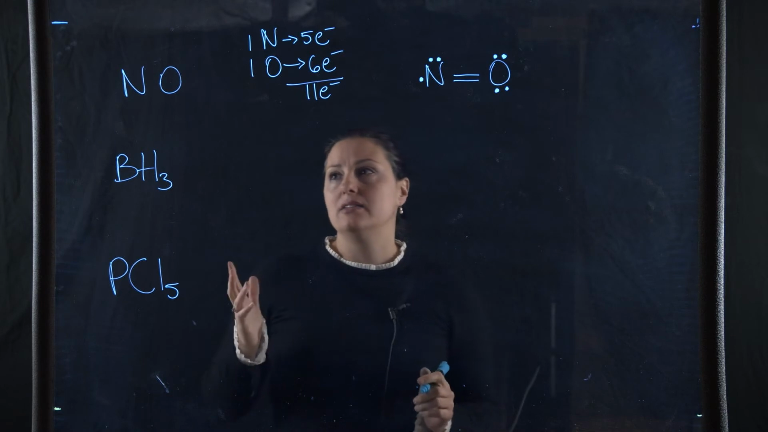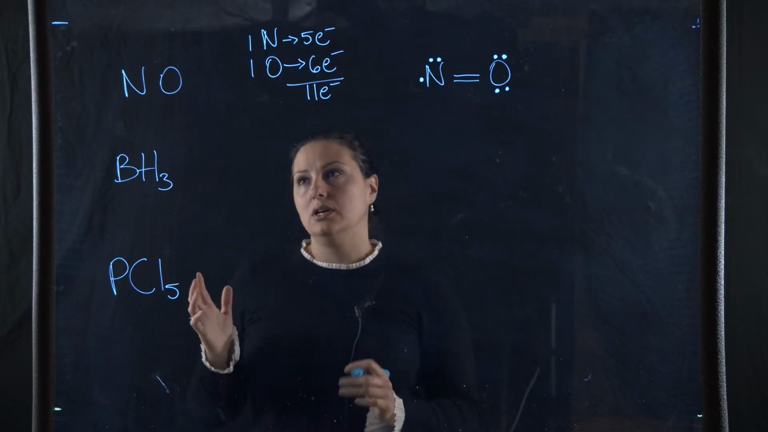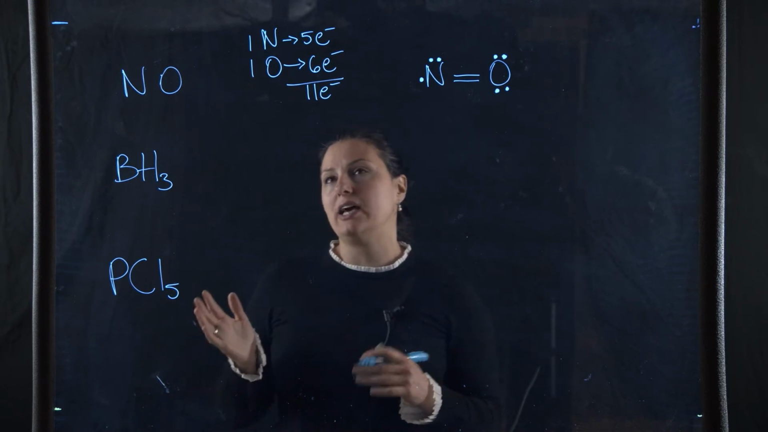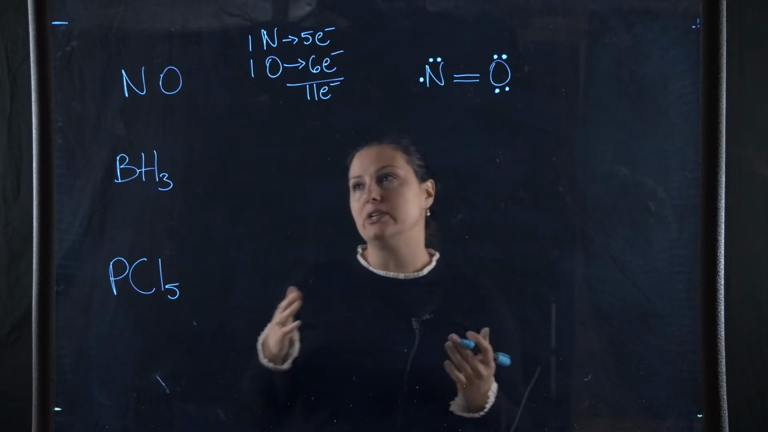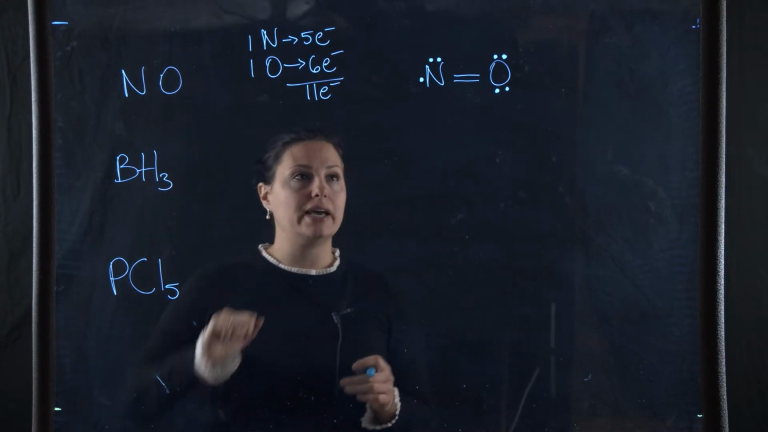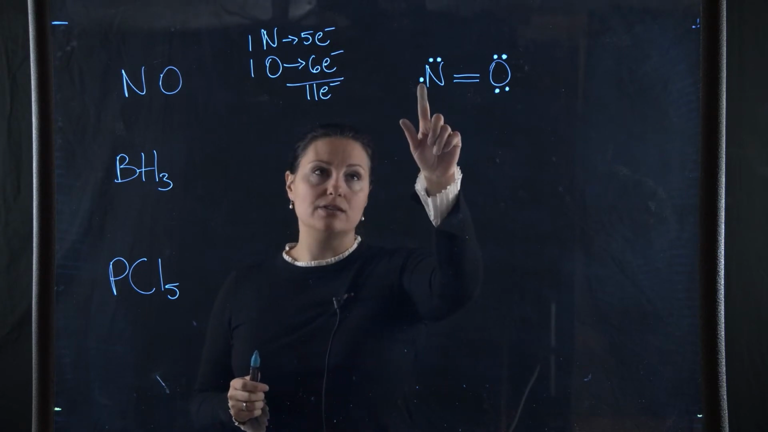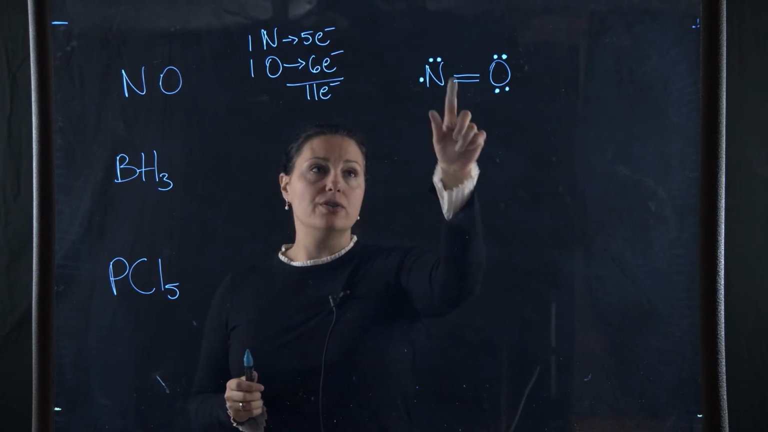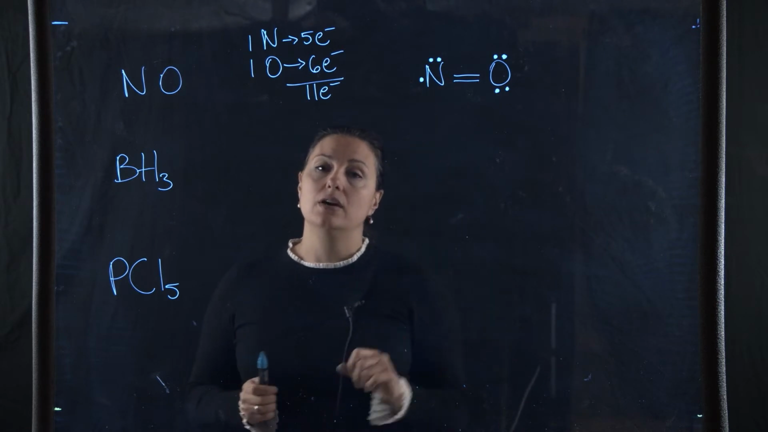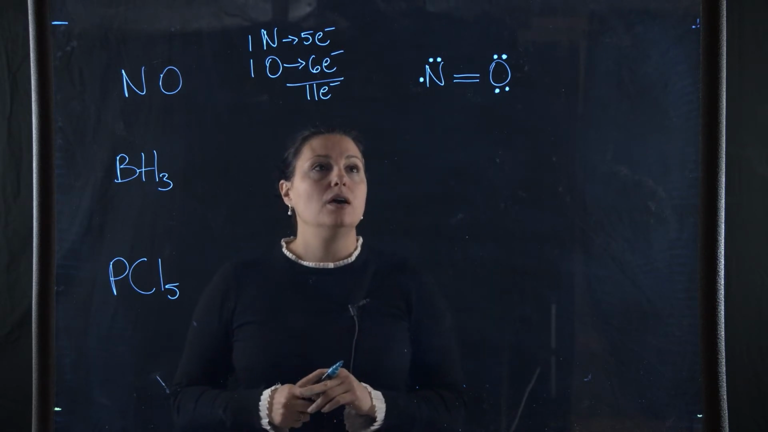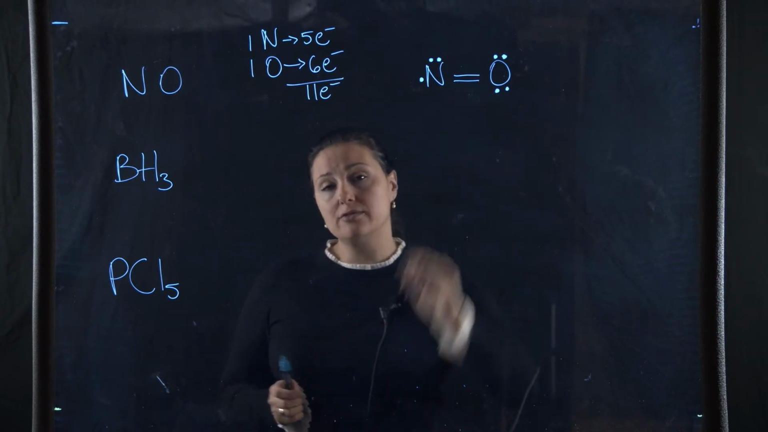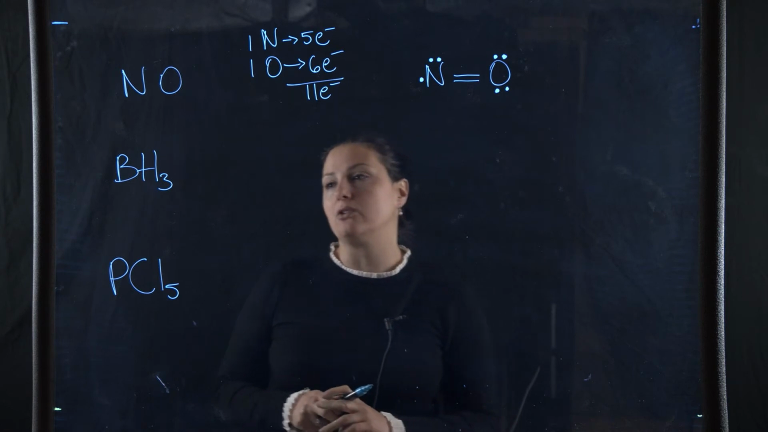This is why this molecule, the old name for it is nitric oxide, but the correct way to name it is nitrogen monoxide. It is very reactive because it has that unpaired electron, and it's looking to pair it up so that nitrogen will have a full octet. But know that this is the correct formula for this particular molecule.